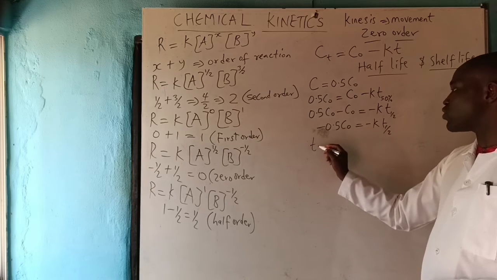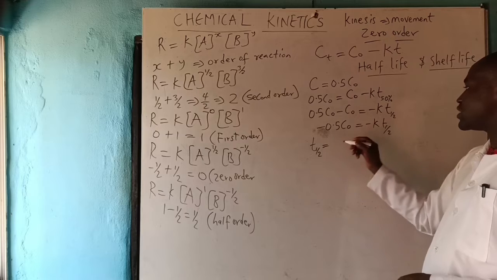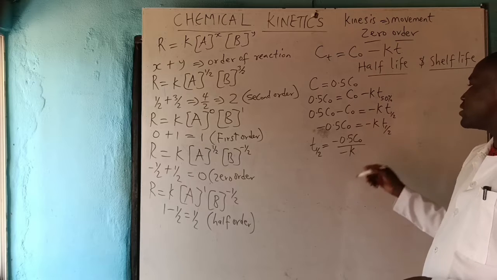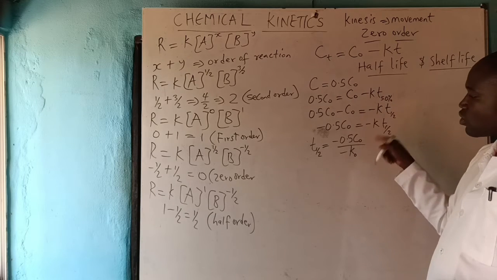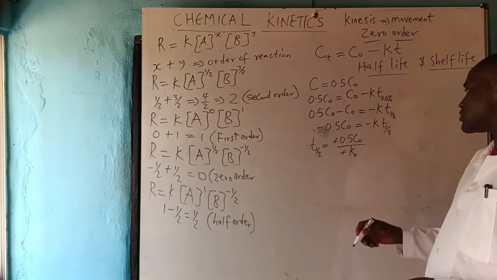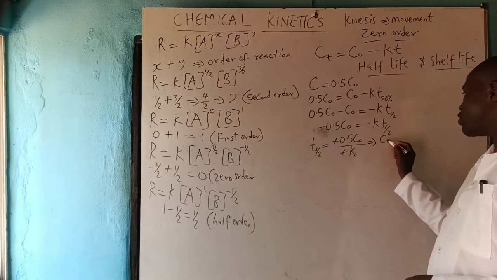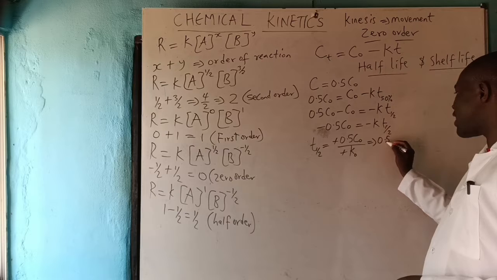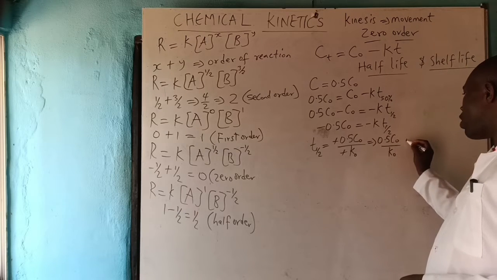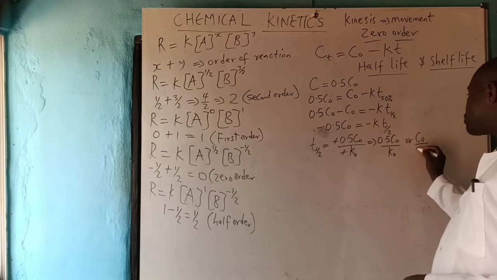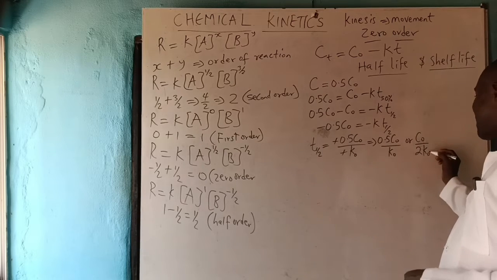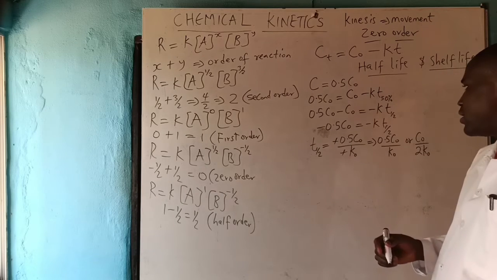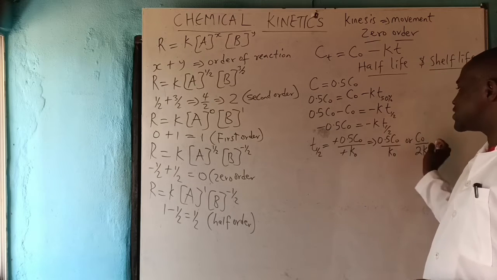And so t-half, which is the half-life of a zero order reaction, is minus 0.5 C0 all over minus K, where the K is talking about K0, zero order. And so minus will cancel minus, right? And it's giving you 0.5 C0 all over K0, or C0 all over 2K0. Remember, this 0 we are putting on this K is telling you we are talking about zero order.